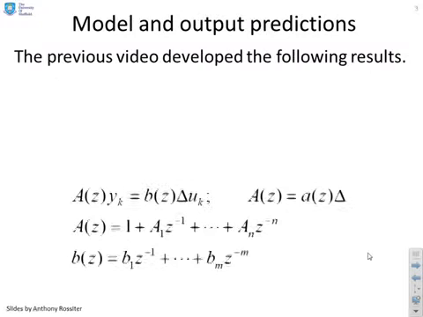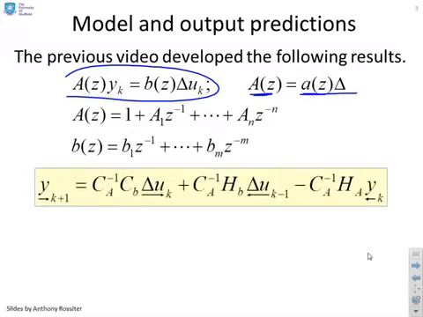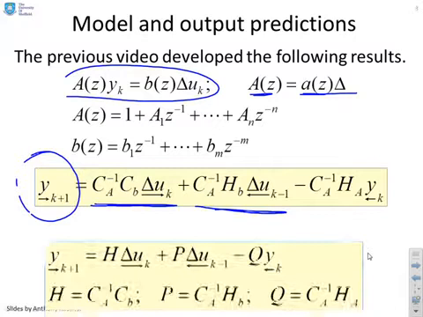The previous video then developed the following results. We said if you had an incremental model, something like this, capital A y equals B delta u, where capital A was the original denominator times delta, then you could show that a vector of predictions, y future, k plus 1, could be given by expressions of this form. So you'll see we've got CA inverse CB times delta u future, CA inverse HB times delta u past, and CA inverse times HA times y past.